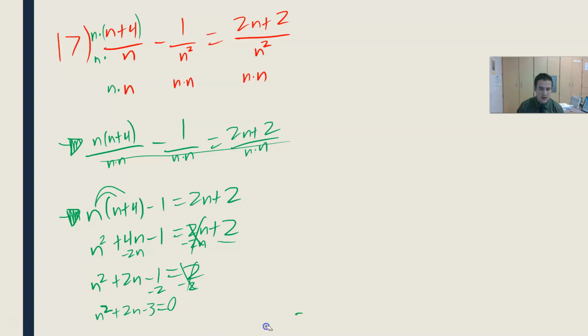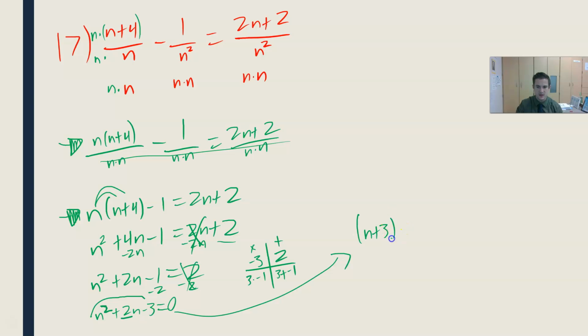Now that it's in standard form, I need to find two numbers that multiply to make negative 3 and add up to make 2. So 3 times negative 1 is negative 3, and 3 plus negative 1 is 2. So if I write this over here, I have n plus 3 times n minus 1 equals 0. Hopefully this is bringing back some memories, right?